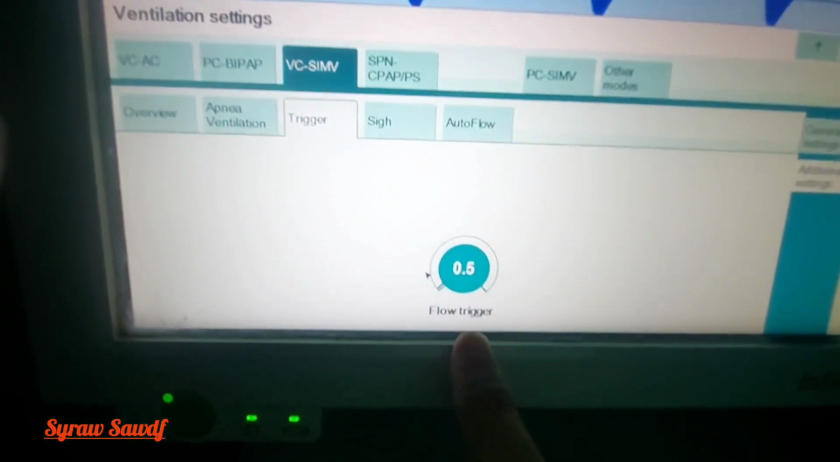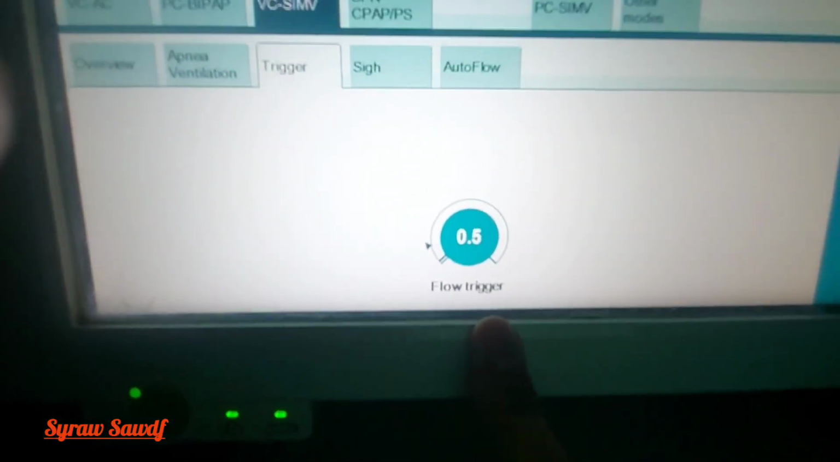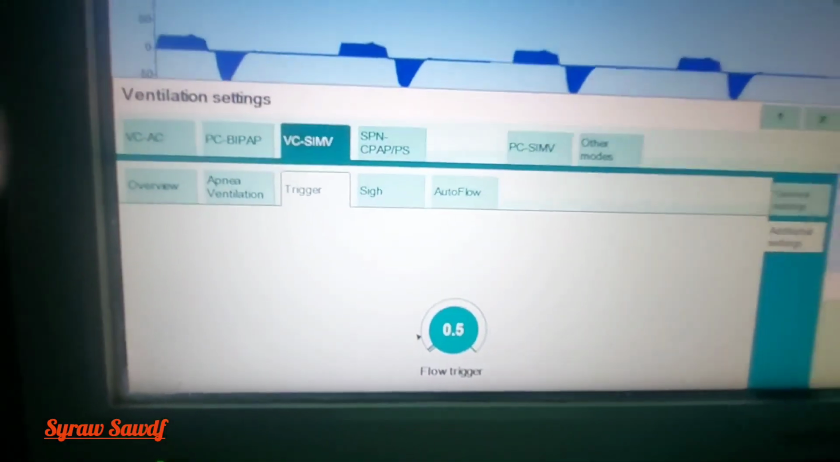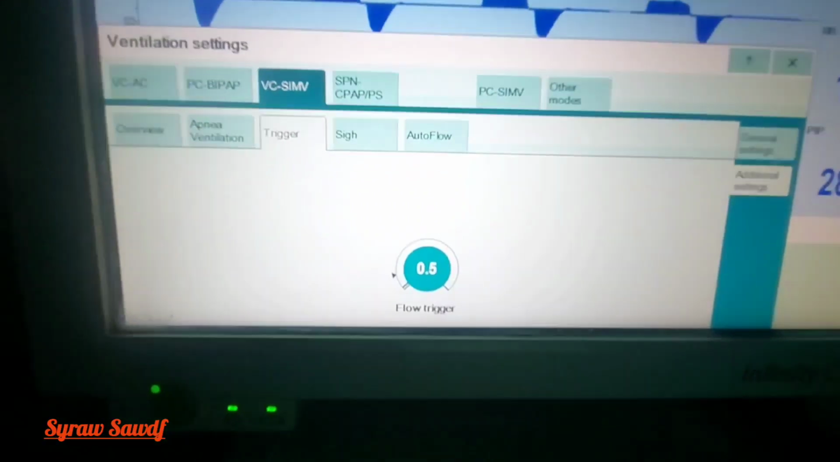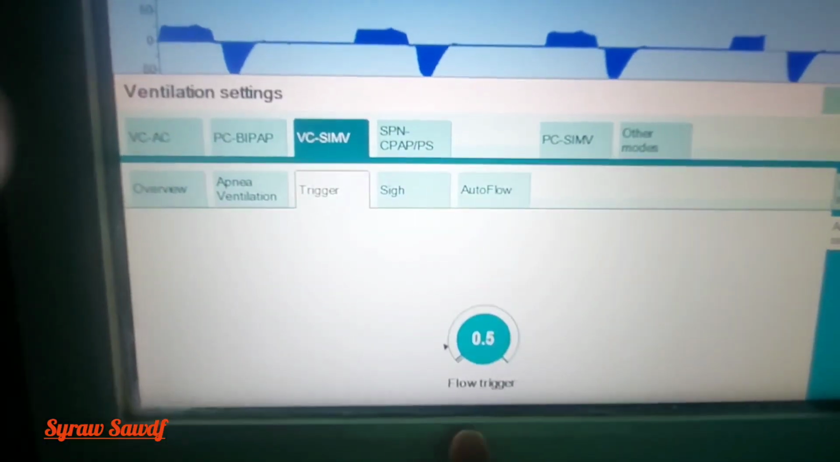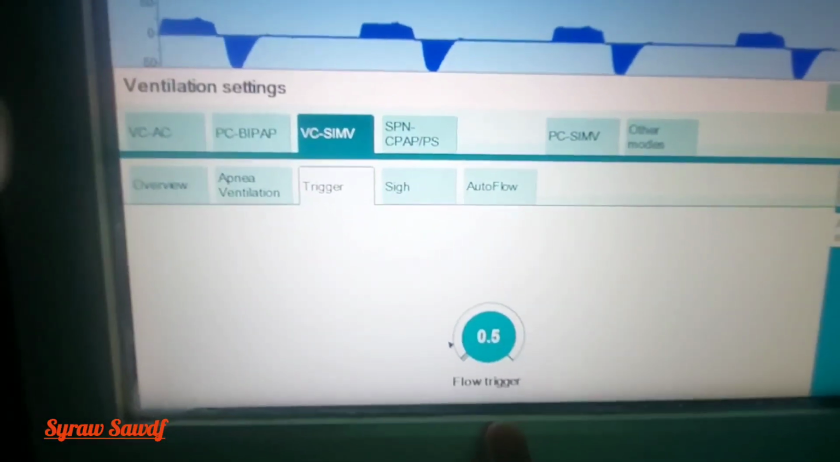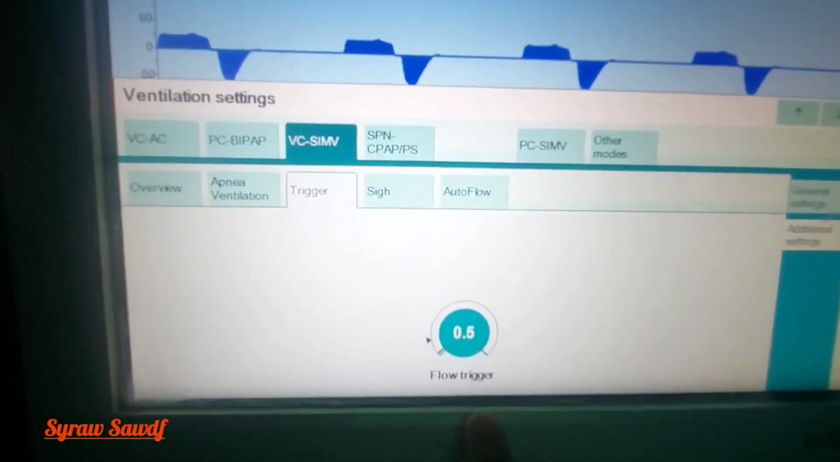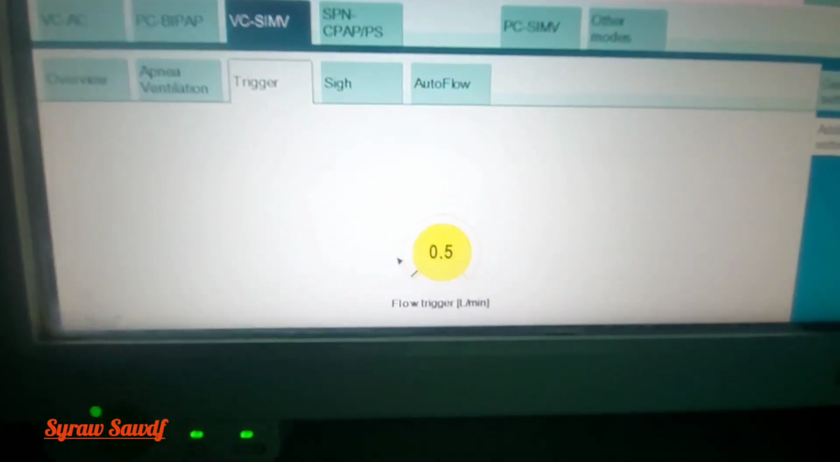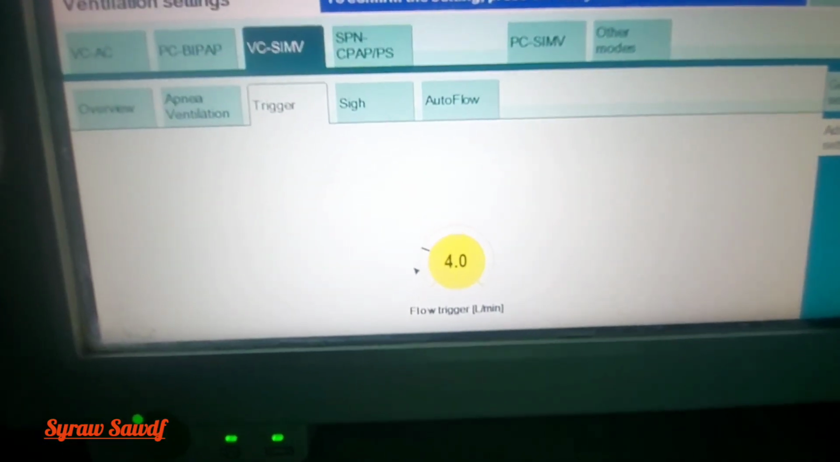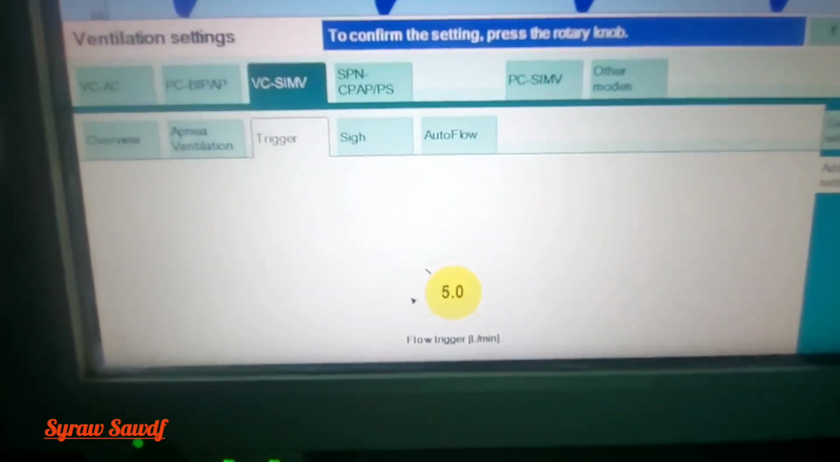What does it mean? It means that when the patient has initiated a breath with the minimal effort, with the minimal tidal volume or the minimal flow, the ventilator will sense it immediately and it will support the patient's breath. And what happens when we set it to a higher level? Like usually we set it on the 5.